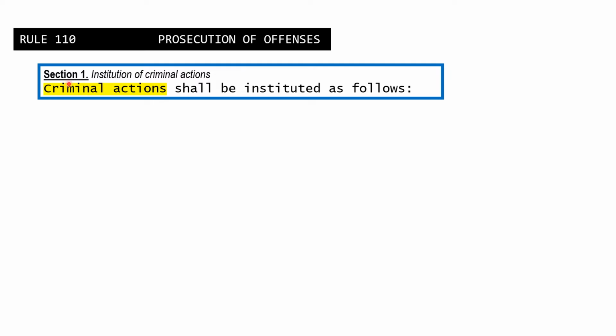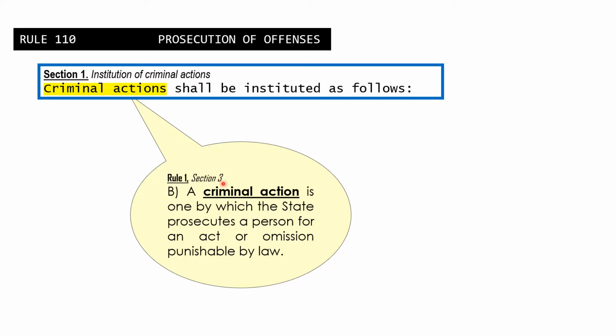Let's go to Section 1, that is the institution of criminal action. But first, what is a criminal action? Take note ha, yung definition ng criminal action, tinatanong yan sa bar exams. In fact, naitanong na yan. And that is a very, very big mistake if you cannot answer what is a criminal action. The answer can be found in your Rule 1, Section 3. A criminal action is one by which the state prosecutes a person for an act or omission punishable by law.